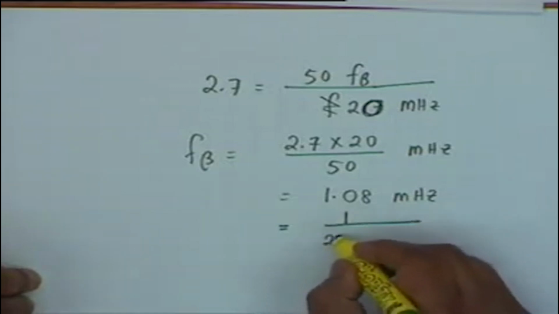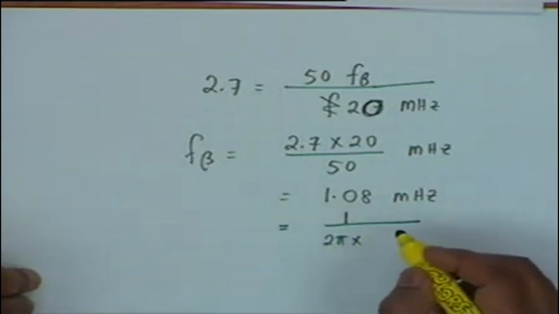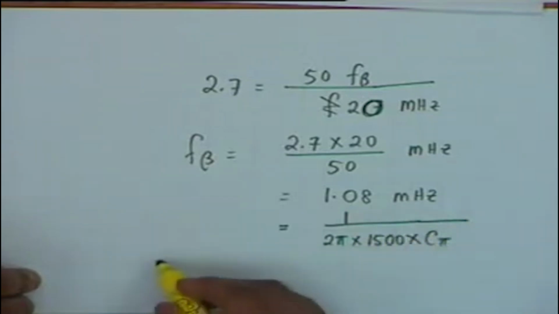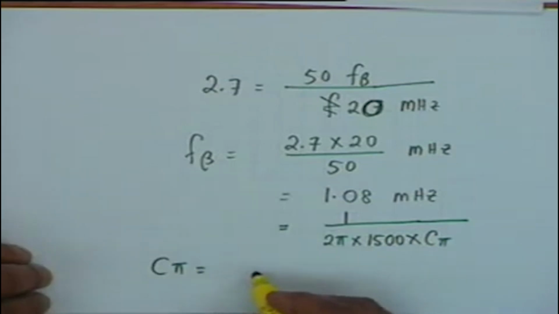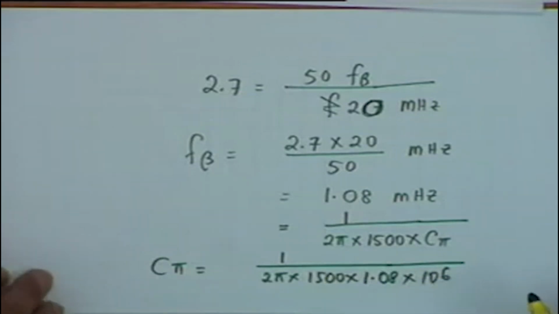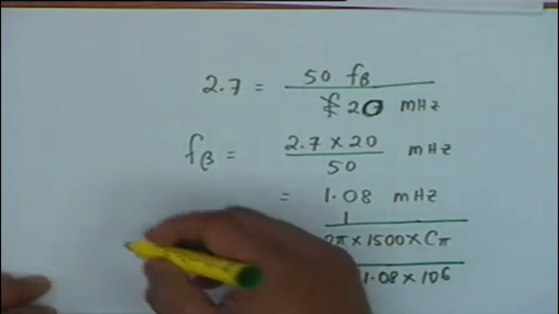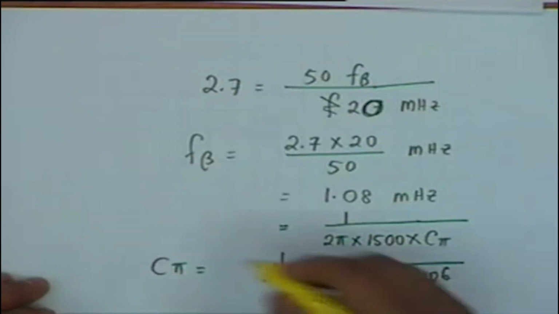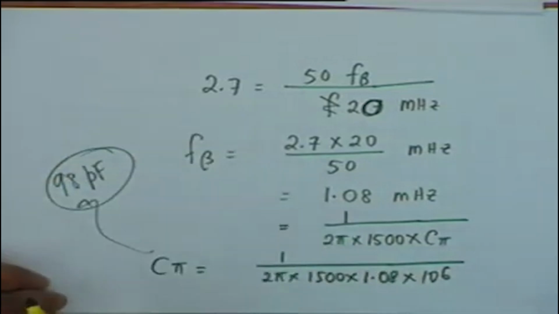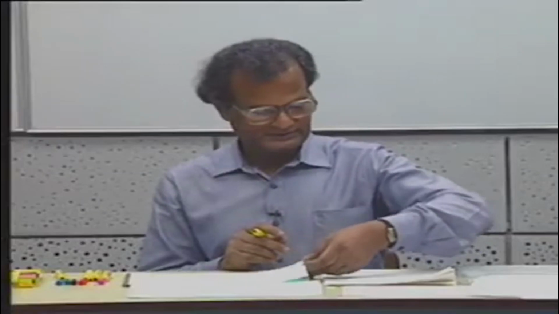f_beta after all is 1 over 2 pi times r pi, which is 1500, and C pi. Therefore, C pi is equal to 1 over 2 pi times 1500 multiplied by 1.08 times 10 to the 6, and this calculates out to approximately 98 picofarads. That is how one finds C pi. C pi is never specified by the manufacturers. All right.